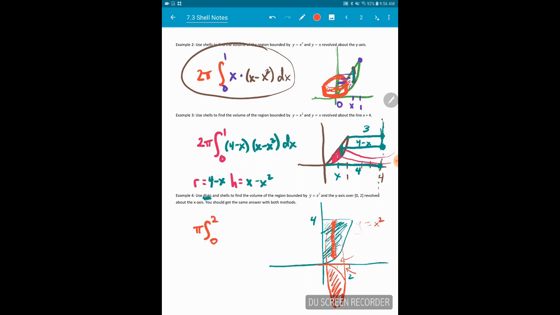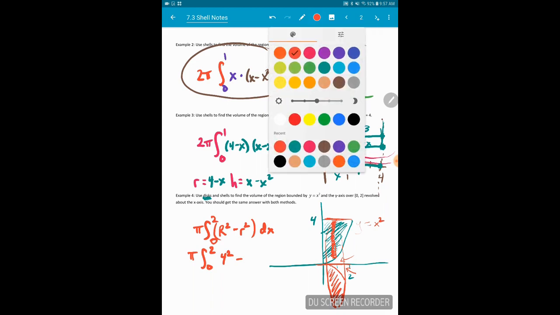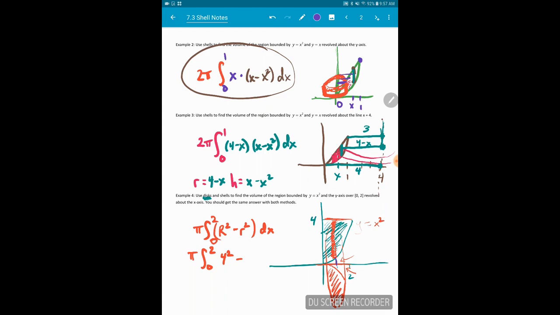But as I sweep that out, I figure out that my radius, I actually have a big R and a little r that I have to take care of. So my big R is 4. The radius of the line from 4 down to 0 is always 4. So this is pi times the integral from 0 to 2 of 4 squared. And then little r that I'm basically subtracting from that is whatever the height of y equals x squared is. So that's x squared squared. So this should get me the answer in terms of disks.